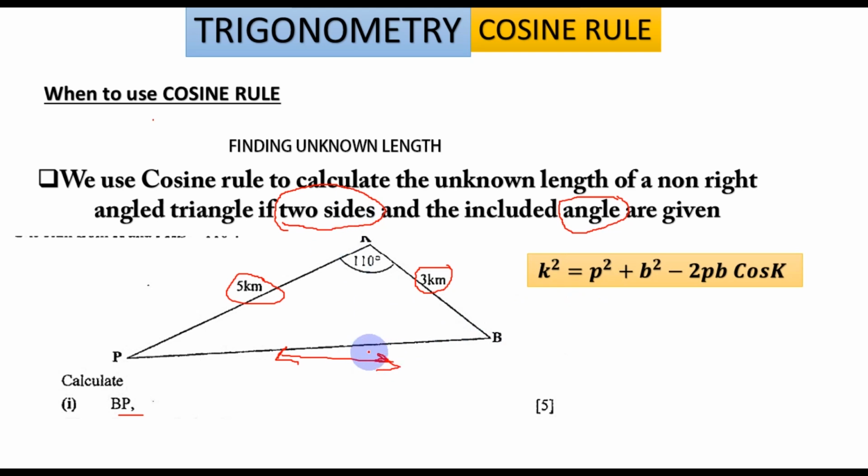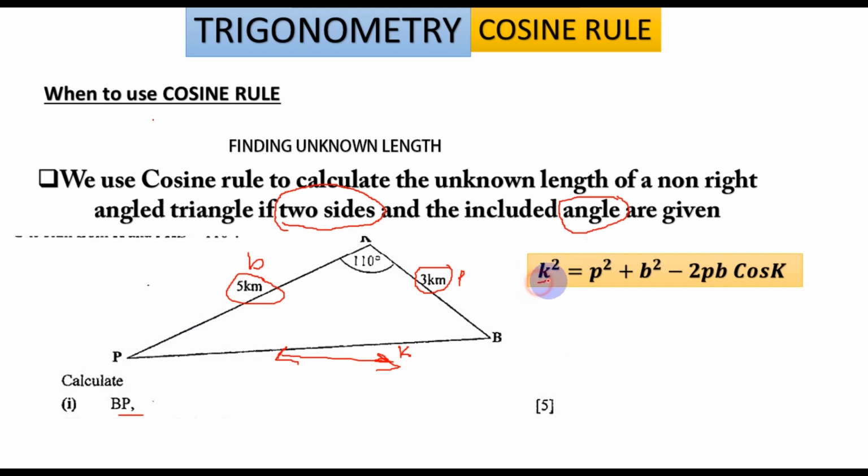Look at this. Since what you're finding out here is a small letter k, and this is a small letter b, an opposite thing to an angle becomes a small letter, which is a side. Then this side, which is opposite to capital letter P, the angle, is a small letter p. So for me to come up with a formula that will calculate PB, what am I going to do? The K becomes the subject of the formula.